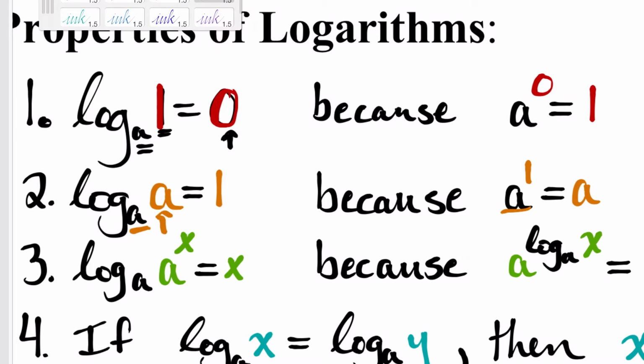Our next situation: we have a log with the base of a, and it has the same number inside of the log as the base. So that base and the log with the same base would cancel each other out, leaving you with just the x.